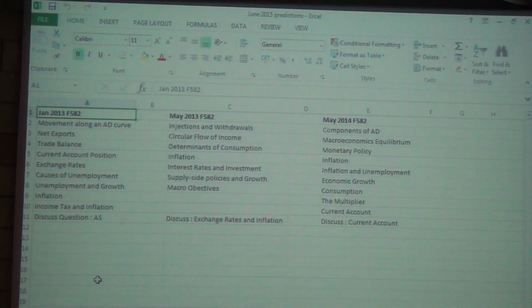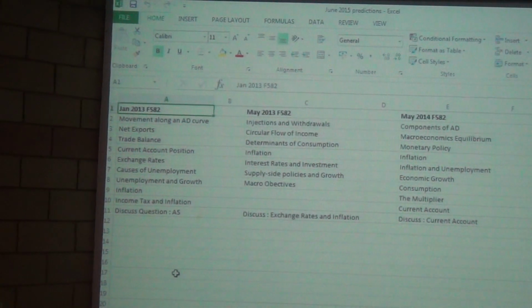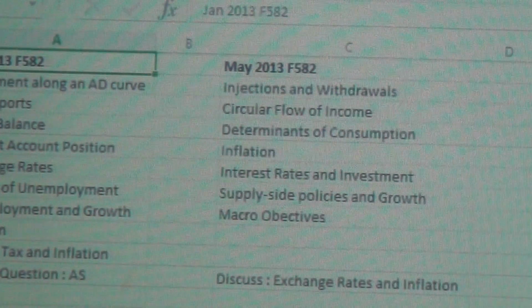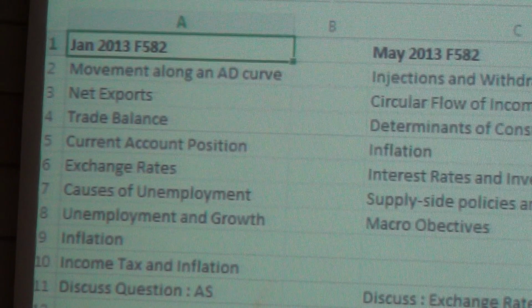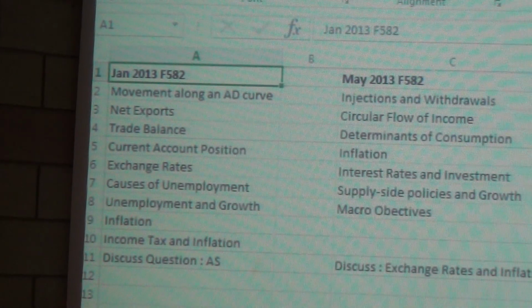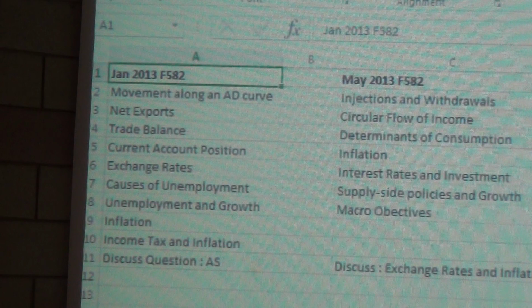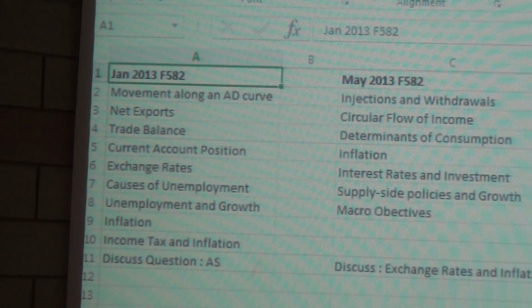Let me just check this is in focus, and let me just zoom in on what we've got here. You should be able to see in front of you the January 2013 paper and the May 2013 paper, just a little summary of what's on each.